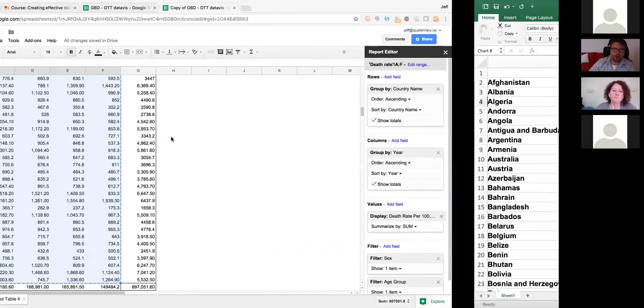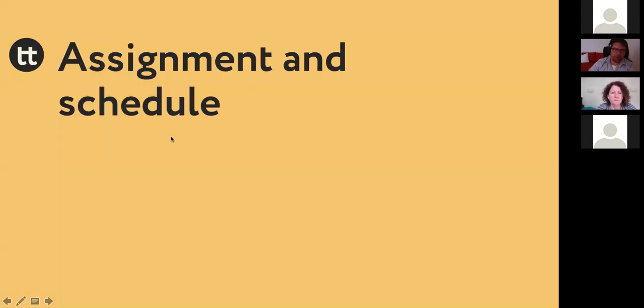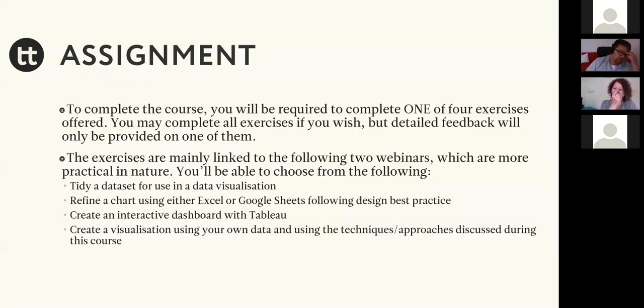So why don't I go ahead and say a little bit about the different assignments that are available. Like I mentioned in the last webinar, to complete the course, you need to do only one of 4 different exercises. The first 2 options are tidying a data set for use in a visualization, or refining a chart using Excel or Google Sheets based on what we've just been talking about today. We'll get to the other ones next week.